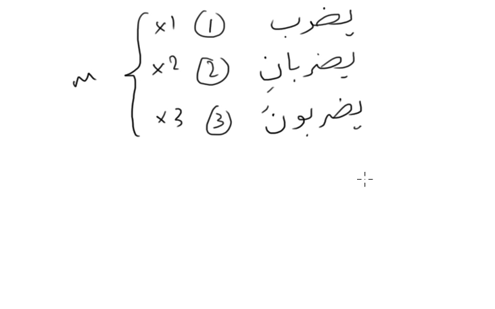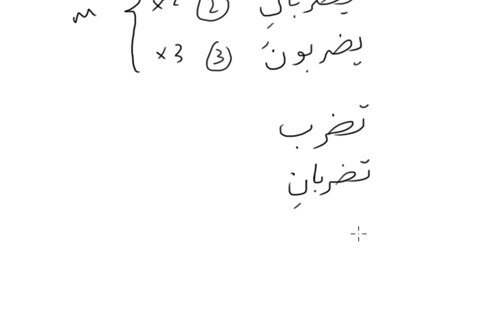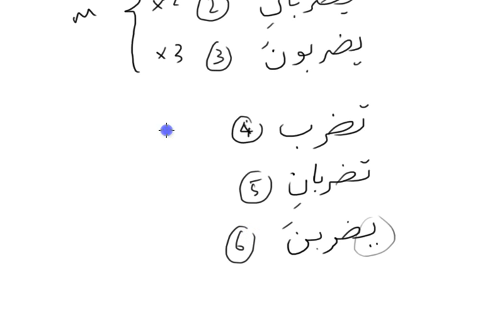And for female, it would be tadribu, she is hitting. Tadribani, she or they, them two are hitting. And for plural, we would say yadribna. Okay, yadribna. This is the ya I was talking about, the change. This is 4, 5, 6, times 1, times 2, times 3, and this is all for feminine, they.